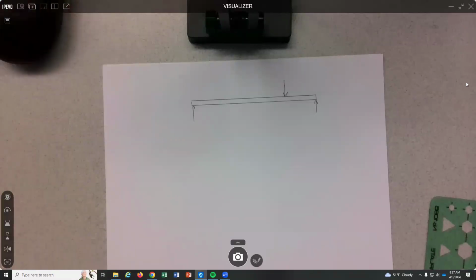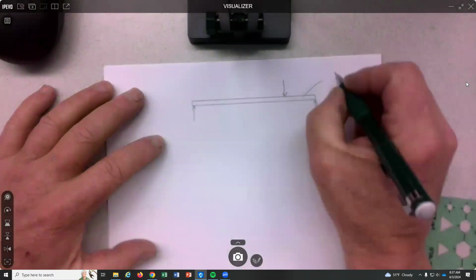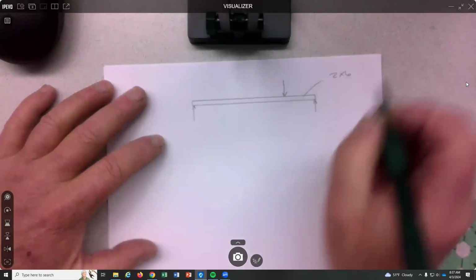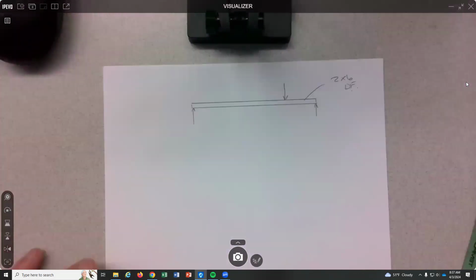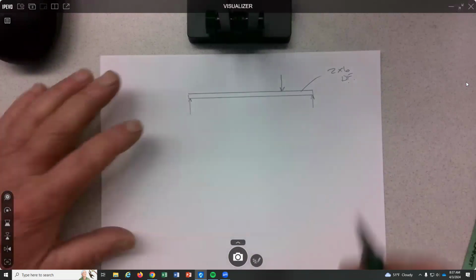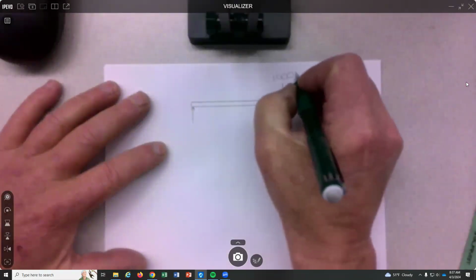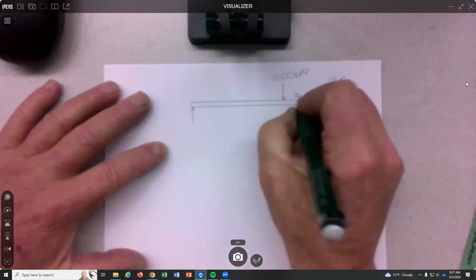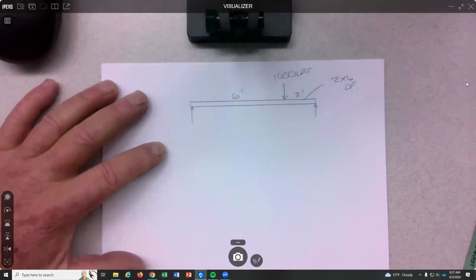So bending stress, the homework assignment looks something like this. I'm just gonna say we have a 2x6 Doug fir. Yours is gonna be a C shape. And we're gonna put 1,000 pounds on it. And it's gonna be 2 feet from one end and 6 feet from the other end.